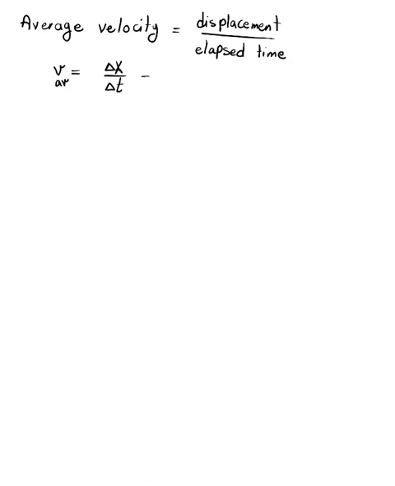So delta x is the displacement, as we talked about before. So it is x final minus x initial, divided by the final time minus the initial time. Again, this has the dimension of velocity, so the unit should be meters per second.